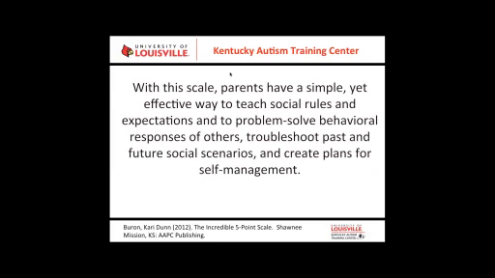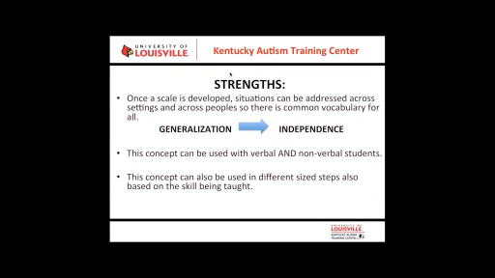So the 5-point scale definitely makes things predictable, and it teaches us a way to problem solve through some of those behaviors and troubleshoot maybe past behaviors and then figure out what we are going to do in the future when this behavior happens again so that we can better create a plan for how we're going to deal and self-manage ourselves. So again, the strength is to promote generalization across environments and to teach them to be able to do this on their own so that they can do it without an adult present.